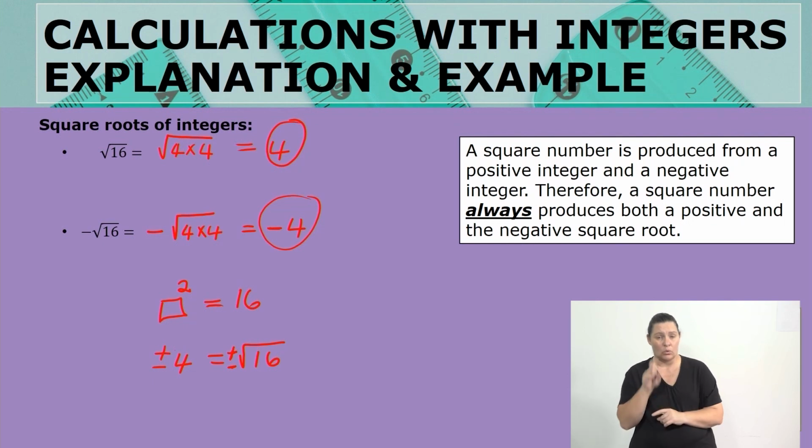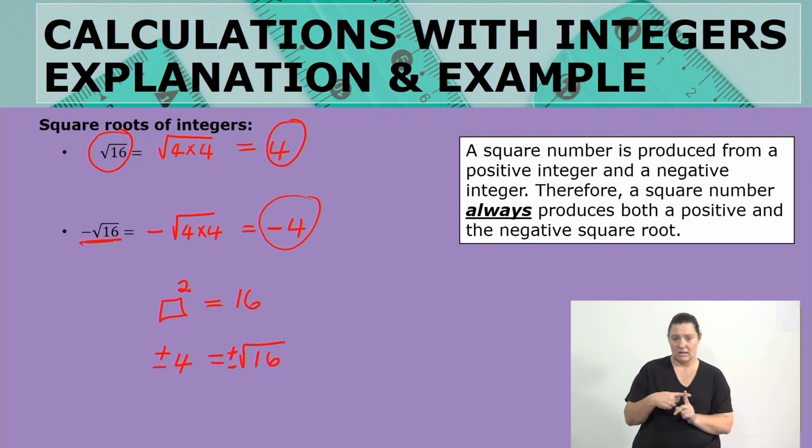But if in a question you are given the negative square root of 16, this means that they are looking for the negative square root of 16. And if I am given in a question the positive square root of 16, this means that they are looking for the positive square root of 16.